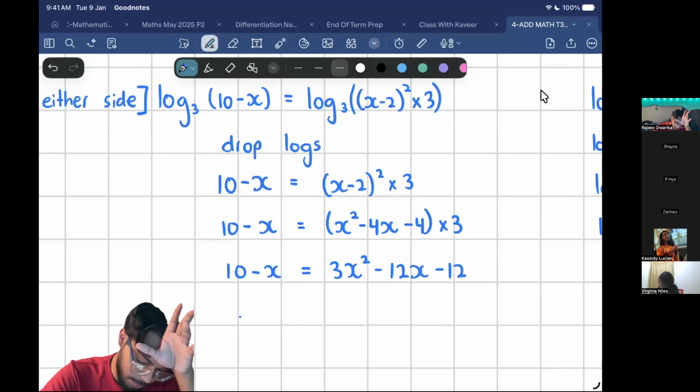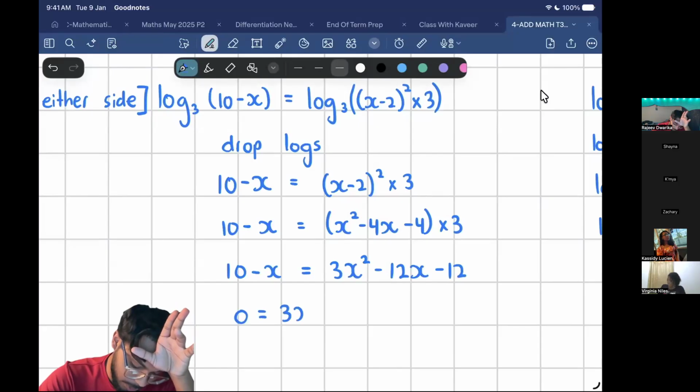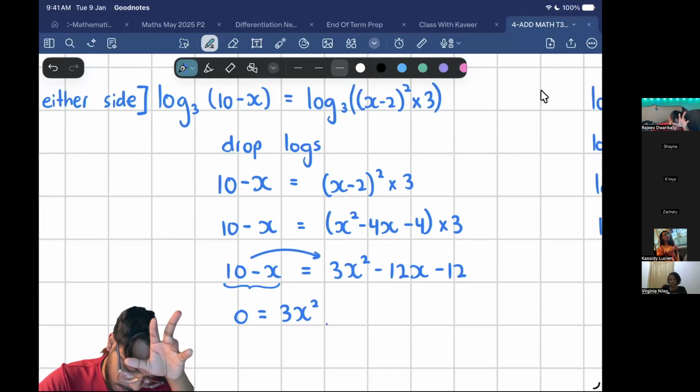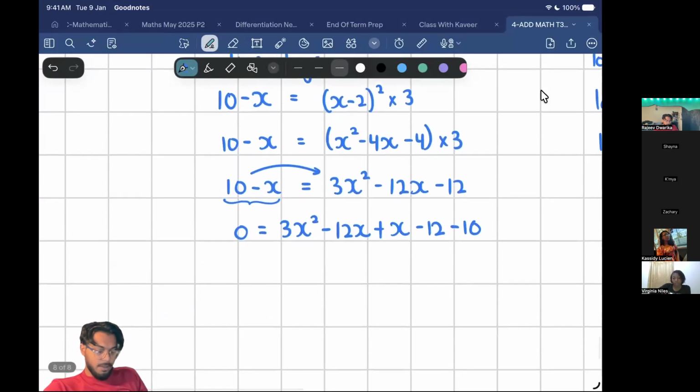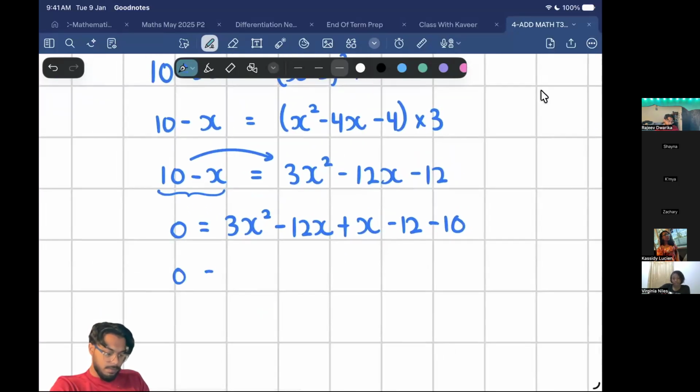Right, I'm going to move across everything to make this a quadratic. So that'll be 3x squared minus 12x. If I move across minus x, what would it turn to? Plus x, so minus 11x. And then I put the minus 12, and if I move across positive 10, what would it turn to? Minus 10. So what am I going to end up with? 3x squared minus 11x minus 22.